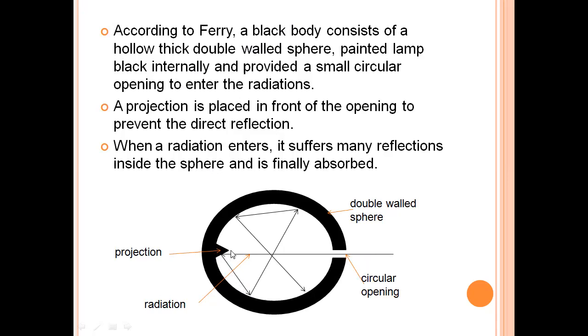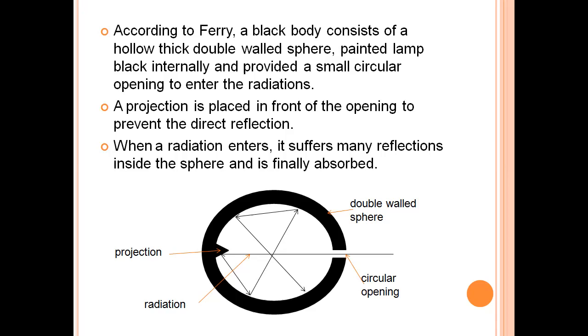A projection is made just opposite to the circular opening, which avoids the direct reflection of radiations from the circular opening. When the radiation enters the cavity, it suffers many reflections inside the sphere and is finally absorbed by the lamp black surface present inside the cavity.